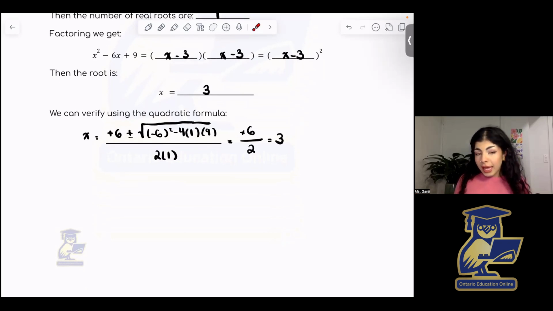So, again, in this case, we were able to prove with the discriminant, with the factoring, and with quadratic formula that there's only one real solution. And we were also able to use factoring and quadratic formula to determine what that solution is.